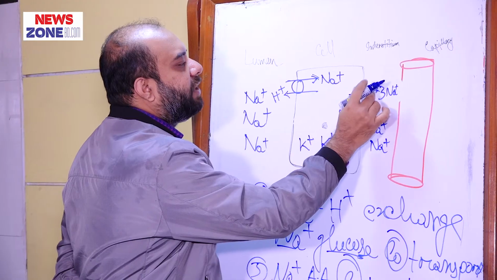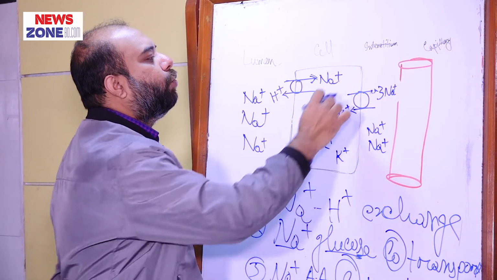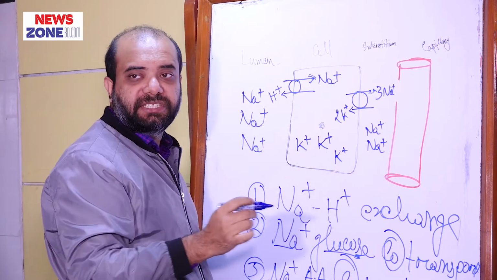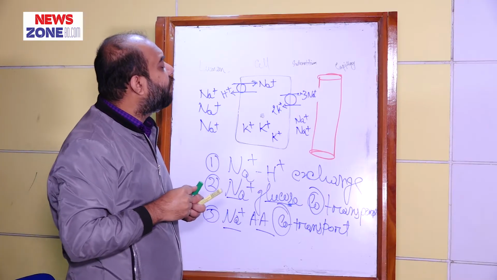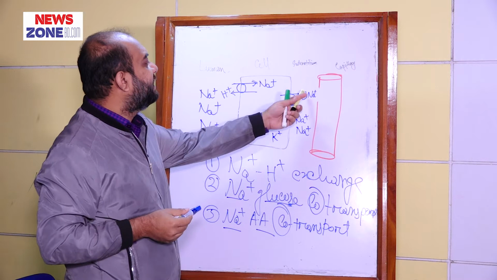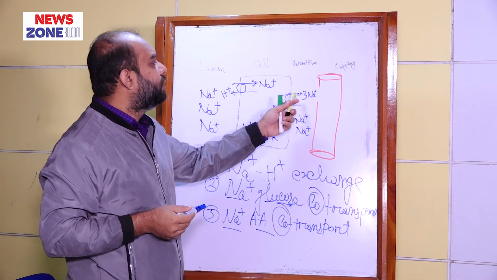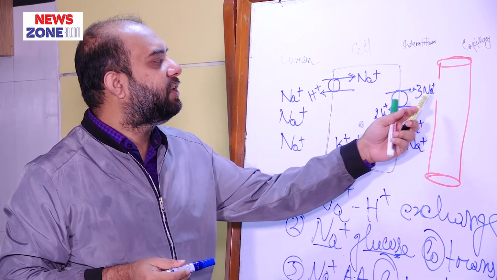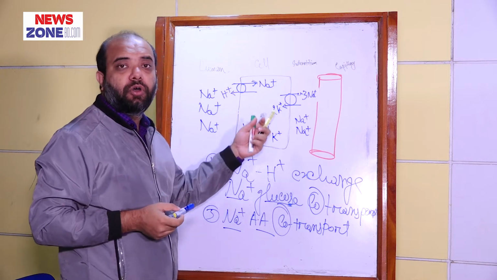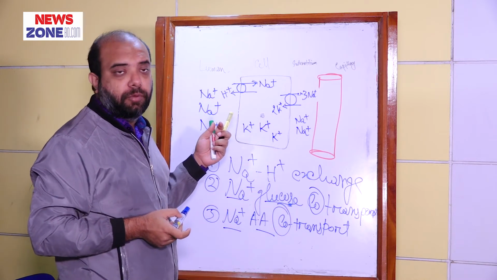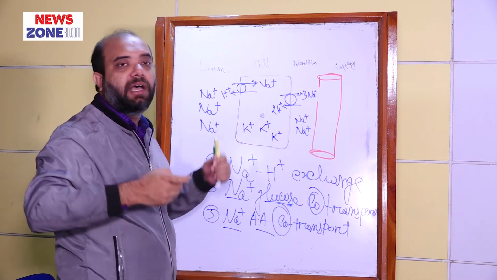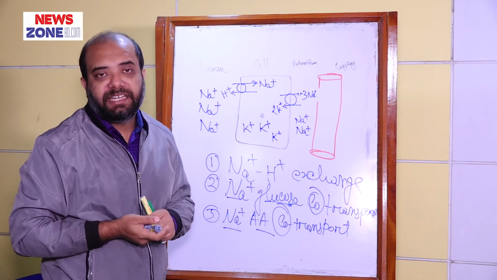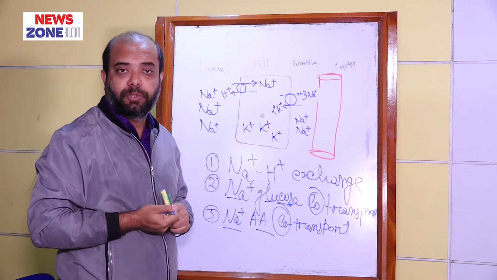And can you tell me which kind of transport process it is? You can easily be confused by the direction of these two substances. Sodium transportation direction is opposite to the potassium ion, but it is not a part of secondary active transport, that means counter transport.